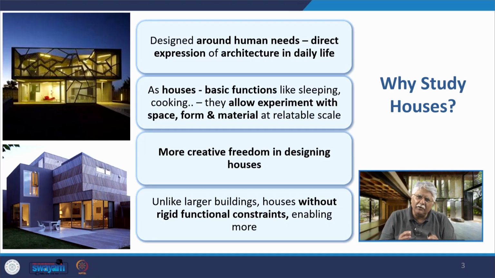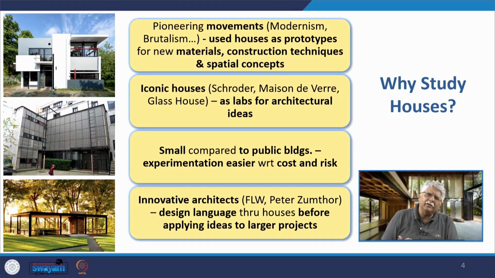Houses have basic functions like sleeping, cooking, staying, and it allows for experiment with spaces, form and material at a very relatable scale. Most of the changes we have seen in the modern movement, the experiments were first conducted in houses. There is more creative freedom in designing houses. Unlike larger buildings, houses are mostly without a lot of rigid functional constraints. This means we are able to do more within the houses. There are pioneering movements like modernism, brutalism and many more, where houses or even apartment buildings are prototypes for new materials, new techniques and new spatial concepts.